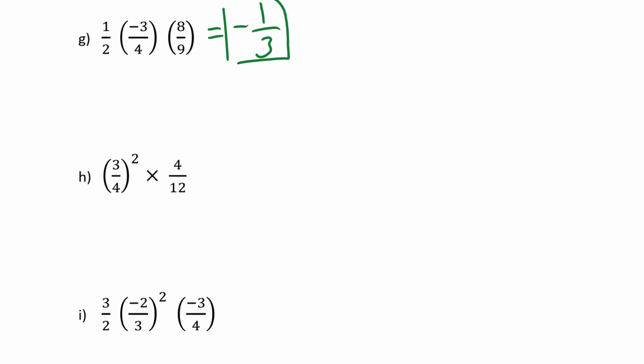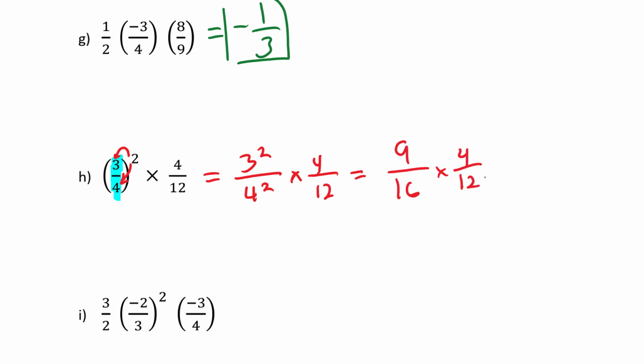This is very important. You can see this fraction is inside the brackets. It is a single term. It is not separated by a plus or minus sign. As a result, because it's one term and one term alone, I distribute the exponent to both the top and the bottom. This becomes 3 squared over 4 squared times 4 over 12, giving me 9 over 16 times 4 over 12.